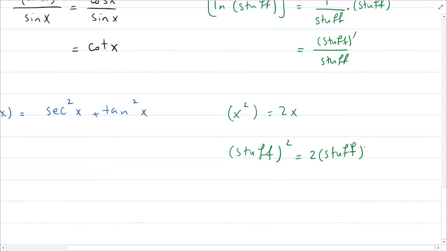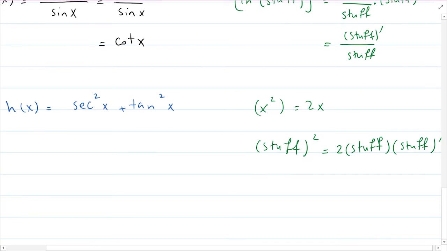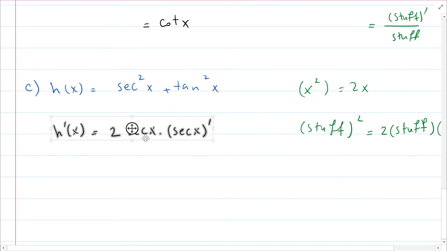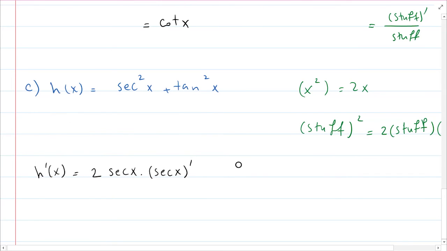And then because we are using the chain rule, because we have the stuff, we have to multiply it by the derivative of that. So that means we will do h prime of x. The derivative of this would be 2 secant x multiplied by the derivative of secant x. For now, I can just write derivative of secant x. And I need to do the same thing with that tan. So that would be 2 tan x, which is to the power 2 minus 1, multiplied by the derivative of tan x.